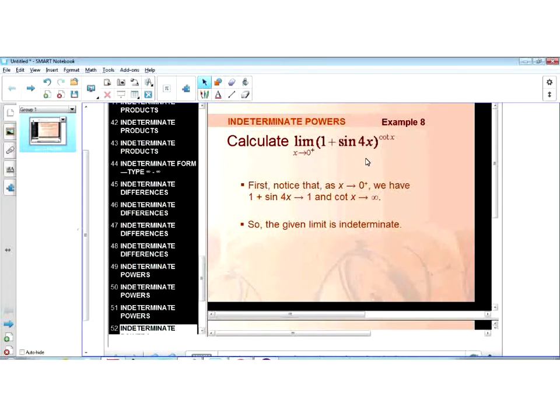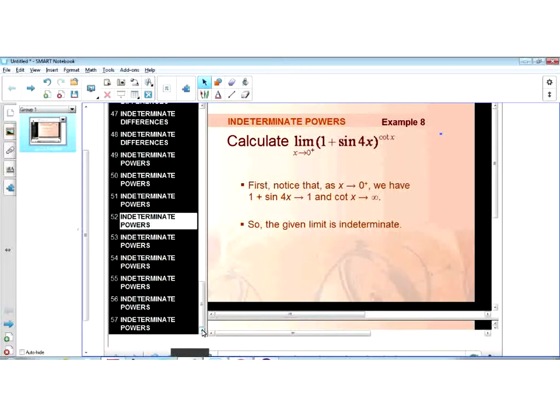All right, yeah, so here's a good example. Calculate the limit as x approaches 0 from the right of 1 plus sine 4x to the cotangent x. Using direct substitution, the indeterminate form is of the form 1 to the infinity. So now you have to use L'Hopital's rule. So that's a 1 to infinity type. So let's go to slide 53.